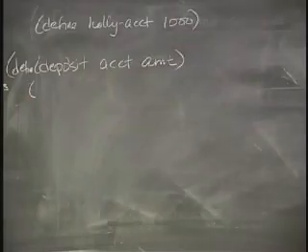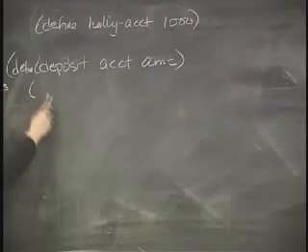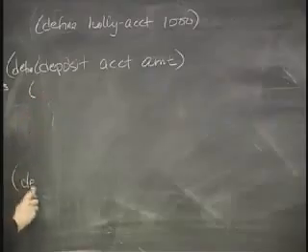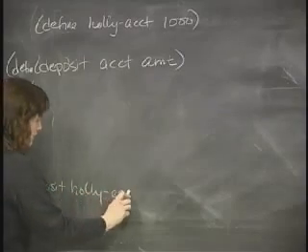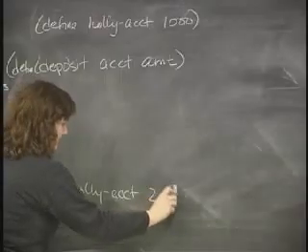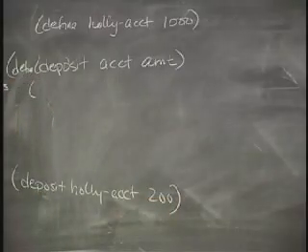Well, I was wondering if there's a way to use set bang to scope outside of this to change Holly account. Well, certainly set bang can scope outside of this, but the problem is that when we call whatever this body is, if I call deposit on Holly account of 200, what happens here?